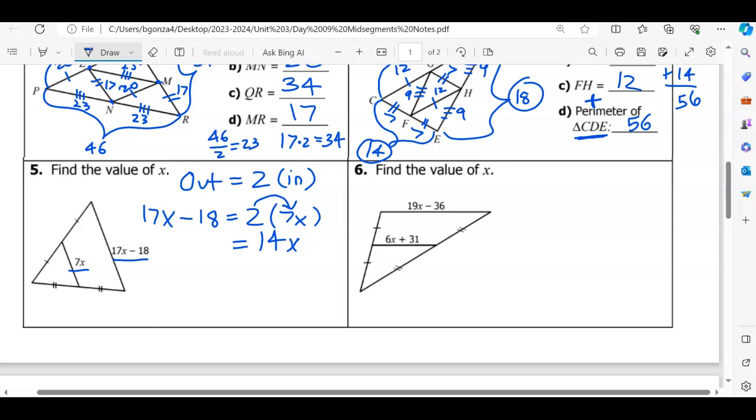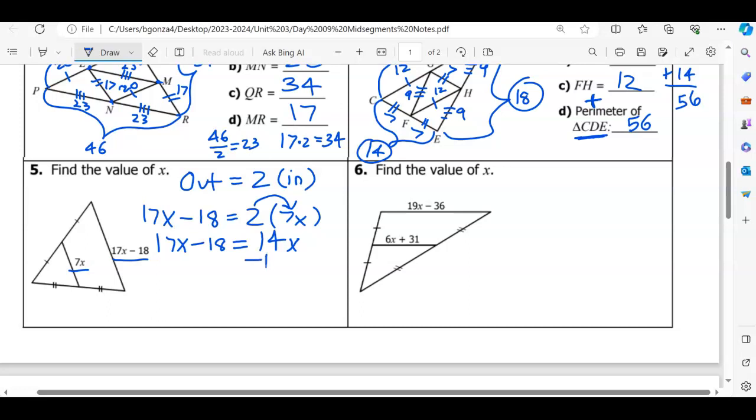$14x. Good job. Now, bring this down. 17x minus 18. Next step. X is on both sides. Do I get rid of one or combine them? Get rid of the smaller x, which is 14x.